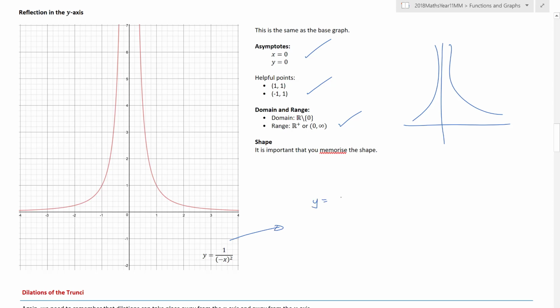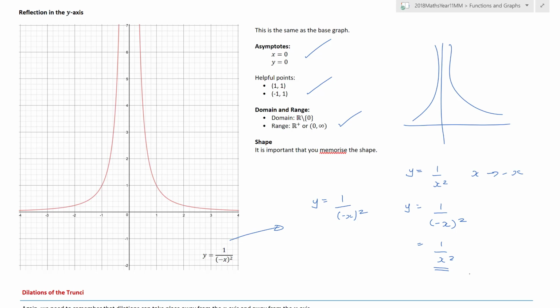We have y is equal to 1 over -x squared. You're going to say, well, why is it -x squared? When you reflect in the y-axis, you take your original function, which is y equals 1 over x squared, and you replace x with -x. So y becomes 1 over (-x) all squared, which, when you square out a minus and a minus, becomes 1 over x squared. And hence, that explains why it is my original function.